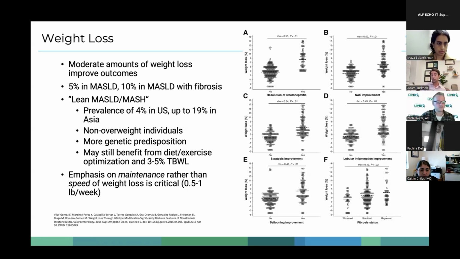And then we should briefly mention lean MASLD or lean MASH. This is a well-known condition. About 4% of Americans are felt to have this, and up to 19% of Asians due to genetic predisposition. This is steatotic and metabolic liver disease in those who are non-overweight. Regardless of the fact that they're not overweight, they still generally benefit from diet and exercise optimization, as well as a more moderate weight loss target of about 3 to 5% of their body weight. And in all cases, there should be an emphasis placed on going slow and maintaining the weight loss rather than rapidly crashing and losing weight very quickly. So we aim for about 0.5 to 1 pound a week of weight loss.